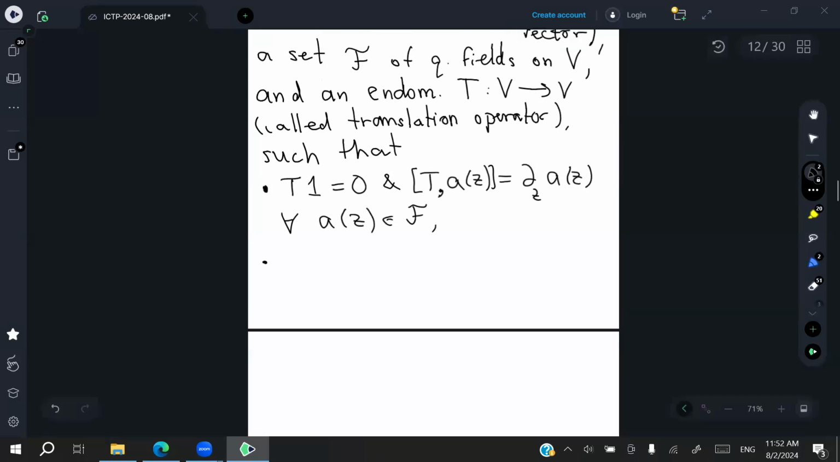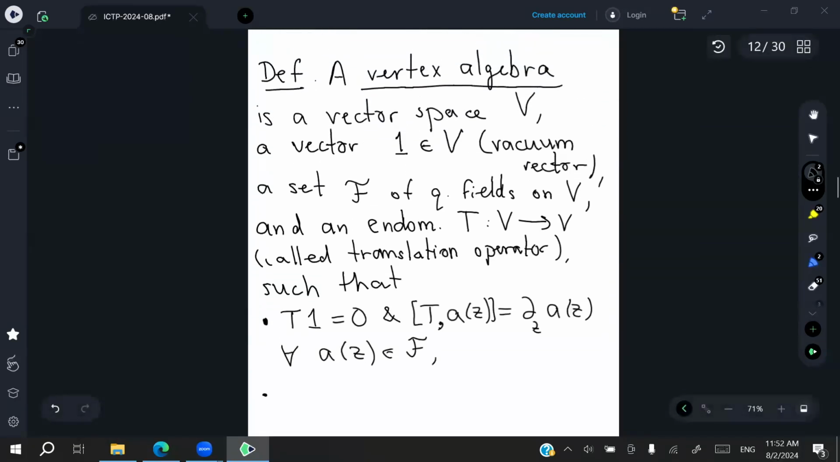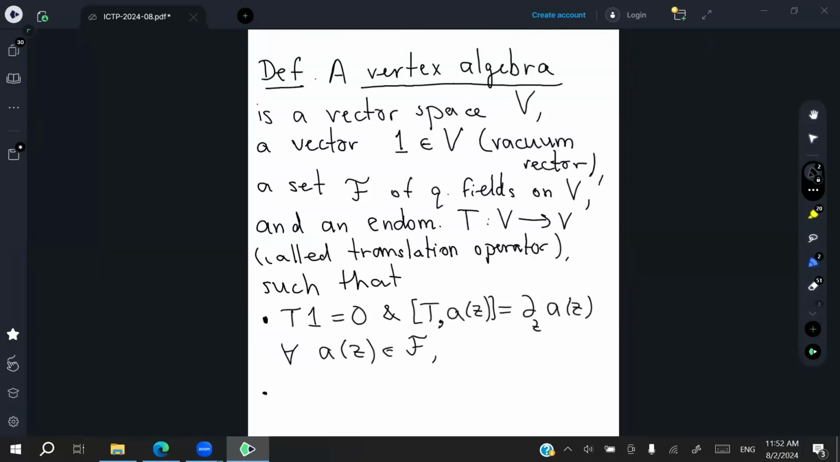The first axiom says that T annihilates the vacuum vector, and that commutation of T with any quantum field in our set F implements the derivative of that quantum field. So we need to have an operation of differentiating quantum fields, and for reasons that will become clear in the next hour, we need this to be implemented by some internal operation in our vector space V. So we have that.